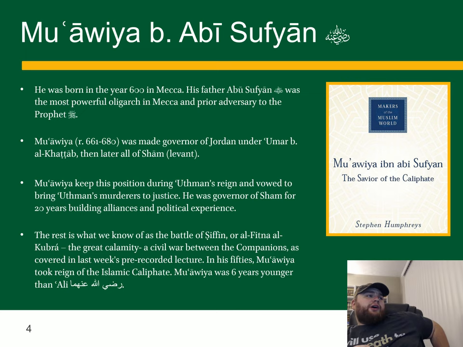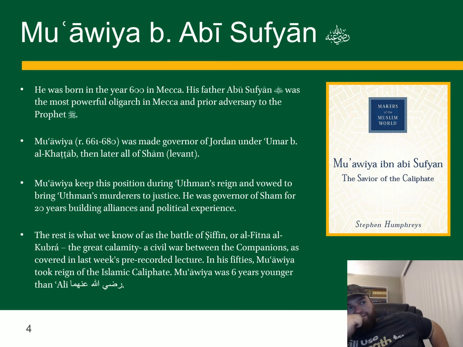And so Muawiyah was made governor of Jordan under Umar bin al-Khattab, and later all of Sham. He moved to Dimashq during that time, Damascus. During Uthman's reign, being a relative of Uthman, he was easily able to keep his position, and he was also competent in that position. There was no reason to get rid of him anyway, because he was doing a good job and the Syrians were very loyal to him.